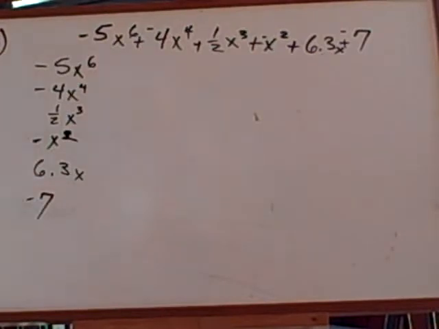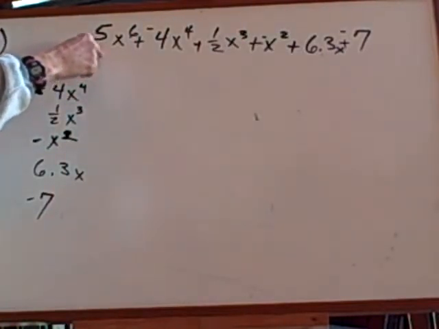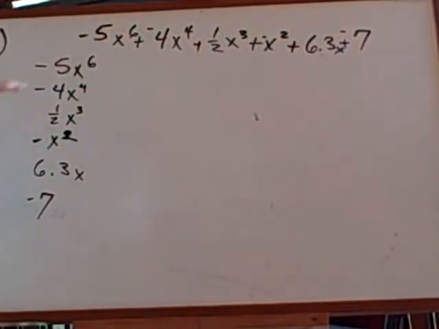Now you'll notice when you're talking about term, the sign goes with it, the coefficient, the variable, the degree. That's all part of one term. They're all kind of considered multiplied together. It's just one whole term, okay, all right?